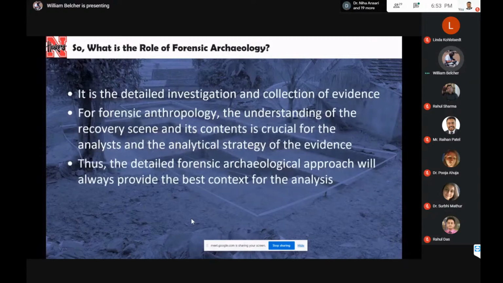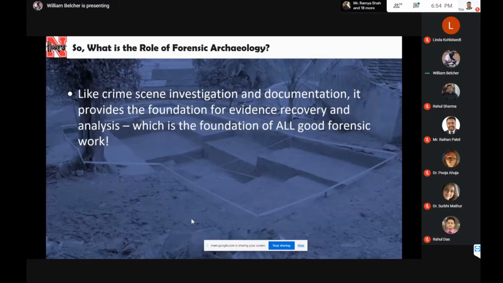So what's the role of forensic archaeology? It's the detailed investigation and collection of evidence. So in forensic anthropology, the understanding of the recovery scene and its contents is crucial for the analysts and the analytical strategy of the evidence. Thus, the detailed forensic archaeological approach will always provide the best context for the analysis. And like crime scene investigation and documentation, this provides the foundation for evidence recovery and analysis. And this is the foundation for all good forensic work.